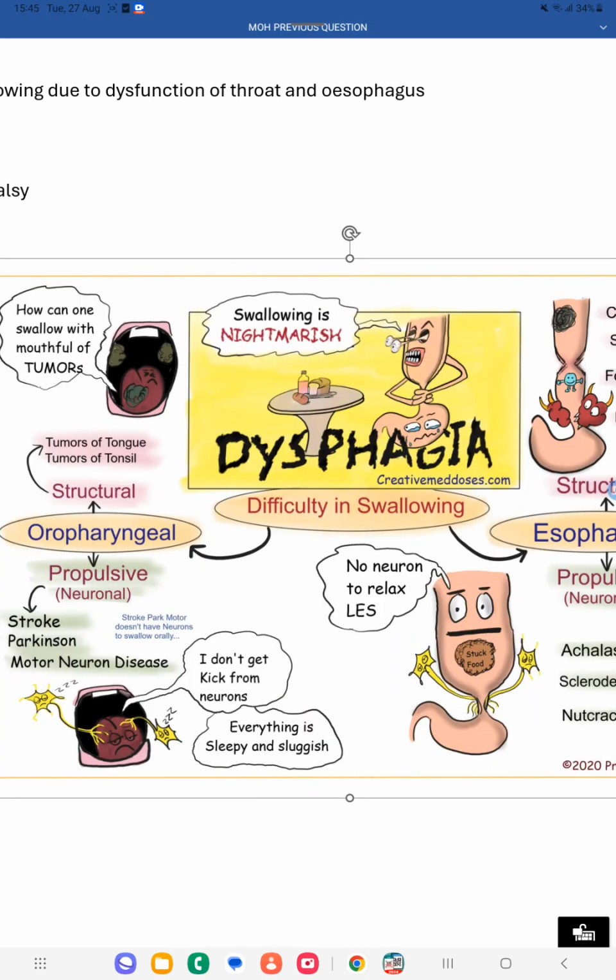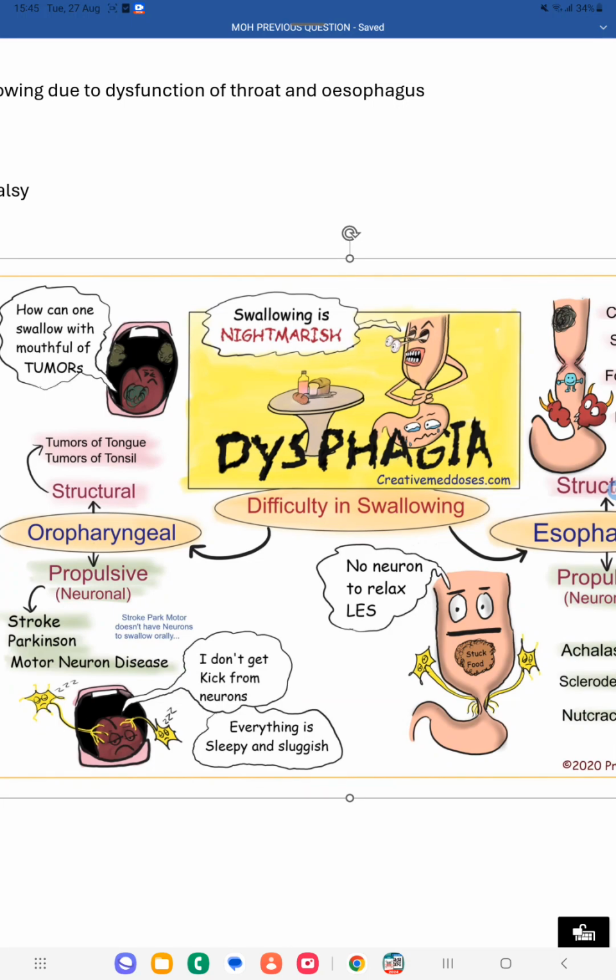So if it is an oropharyngeal problem, two reasons are there. One is a structural problem of the throat region, because of which you can get dysphagia. An example for that is tumor. If a tumor is present in the tongue or tonsil, because of that you can get difficulty in swallowing. Then neurological problems of the oropharynx.